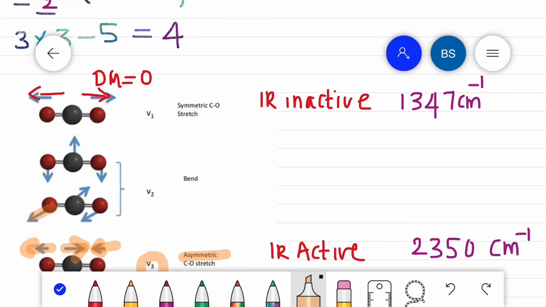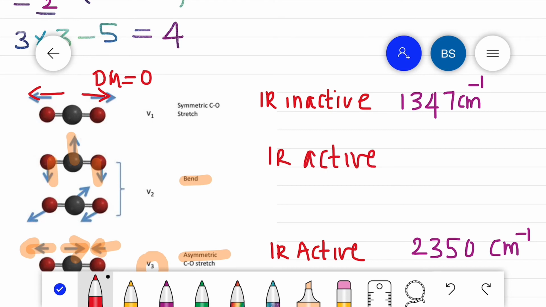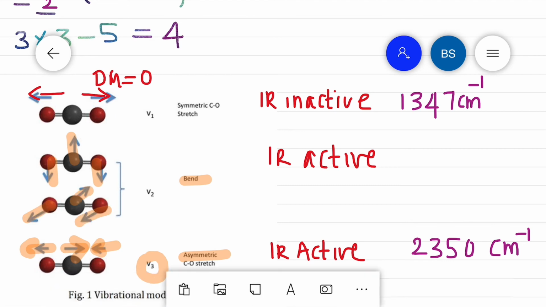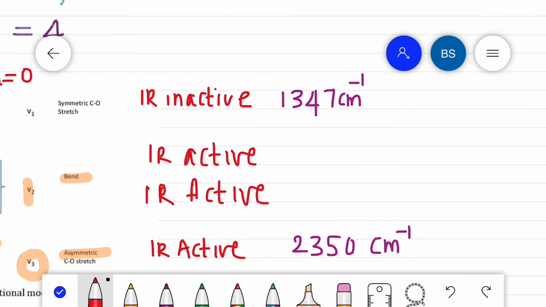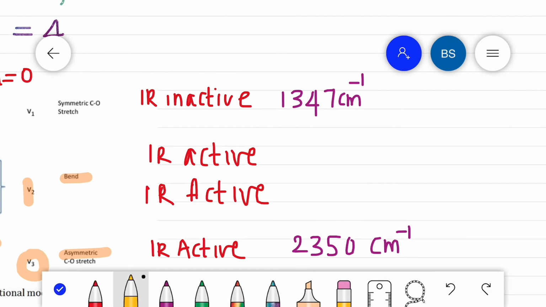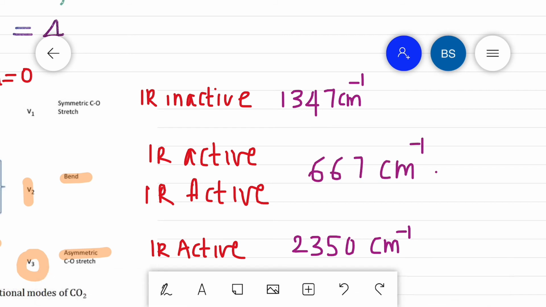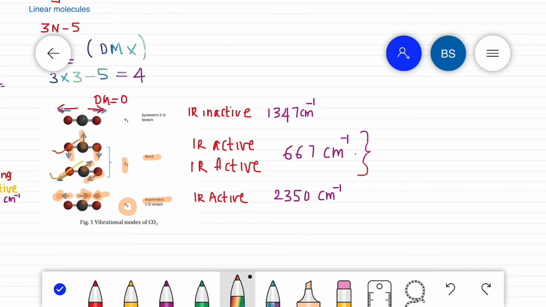And there are 2 more modes of vibration, namely bending. Among these, one is in-plane bending, which produces a change in dipole moment and hence is IR active. Another mode of bending vibration is out-of-plane bending, which also involves a change in dipole moment and hence is IR active. And these two bending vibrations have the same frequency and they show a single peak at 667 centimeter inverse. Since they have the same frequency, they are said to be degenerate.